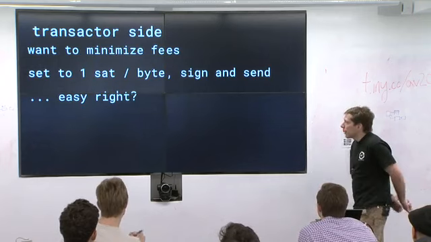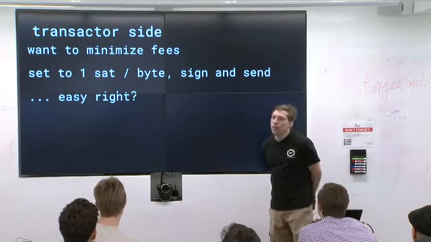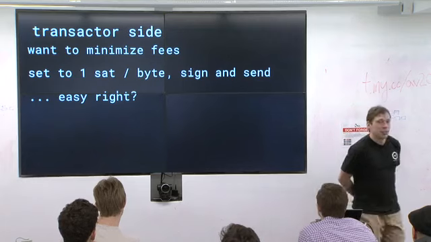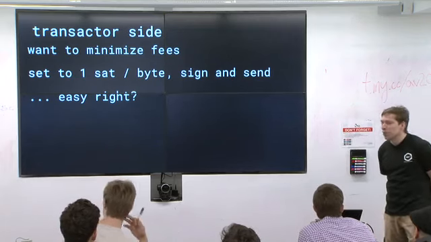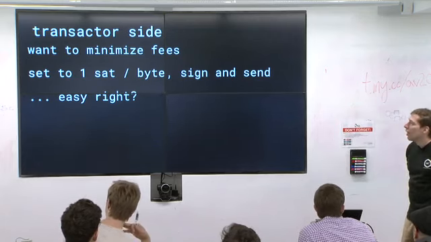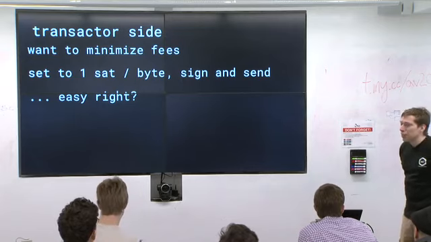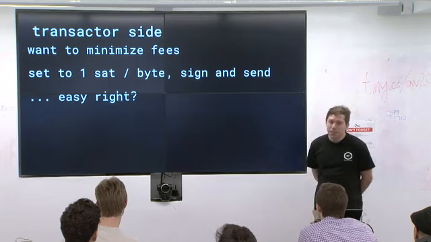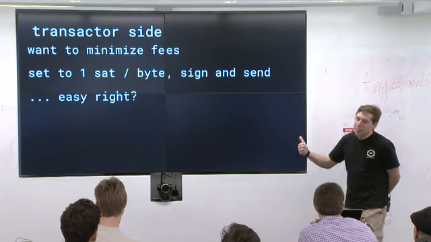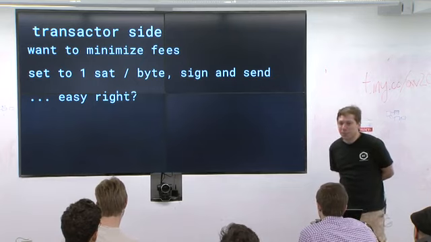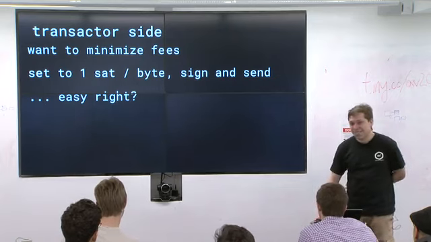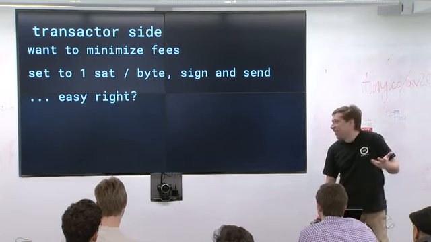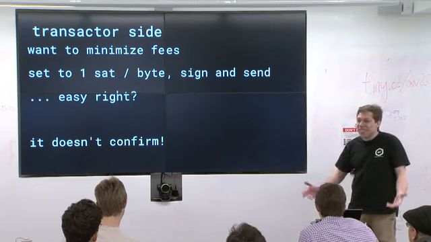From the person transacting on their side, you want to minimize fees, right? You don't want to pay these miners. They already make gazillions of dollars anyway from all the new Bitcoins they're generating. Bunch of jerks. So you set your fee to 1 Satoshi per byte, so you know it'll be relayed. You sign it, and you broadcast. Easy, right? So what's the problem here? It never confirms. All your miners ignore it.